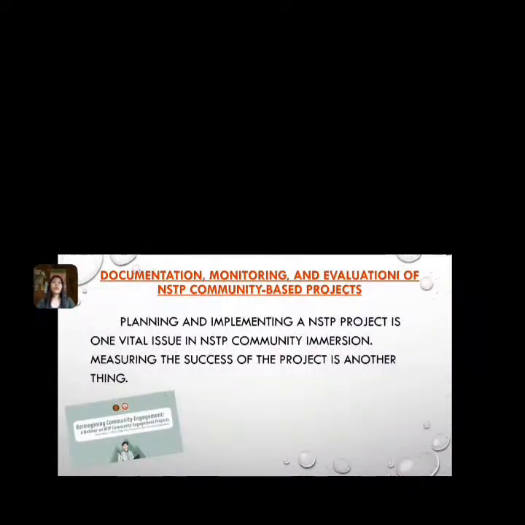Our report is all about documentation, monitoring, and evaluation of NSTP community-based projects. Planning and implementing an NSTP project is one vital issue in NSTP community immersion. Measuring the success of the project is another thing. The trainees do not carry out plans just for the sake of compliance. Otherwise, the very purpose of community immersion is defeated. Hence, proper documenting, monitoring, and evaluating the NSTP community-based project are a must.